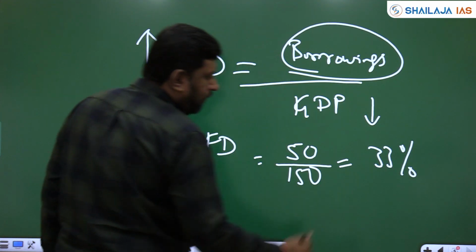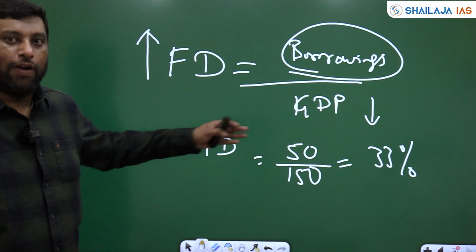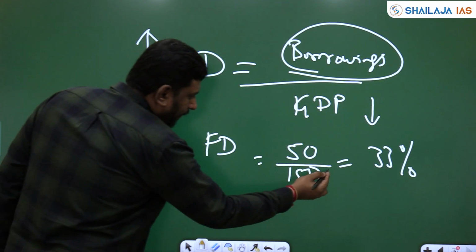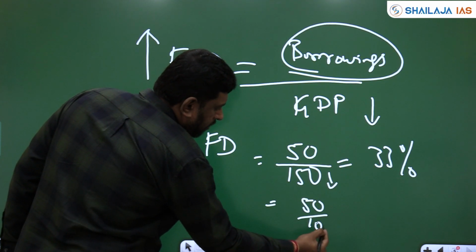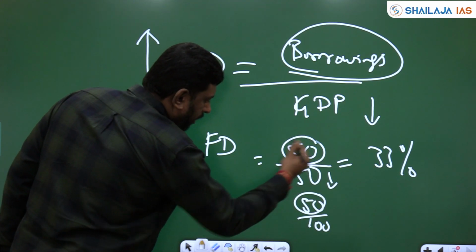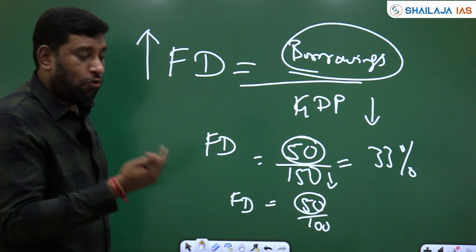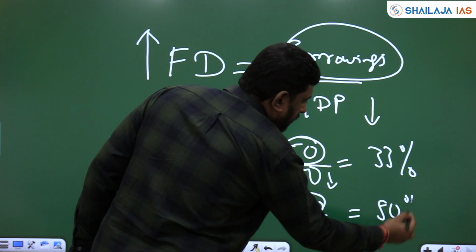Just for representative purposes, I am saying this so you understand how it functions at a mathematical level. Now the GDP itself has come down. For example, let us say it has come down to 100. Same borrowings, they are still borrowing 50 only. But now the deficit ratio is going to increase because of the lower denominator. It is now going to shoot up to 50%.